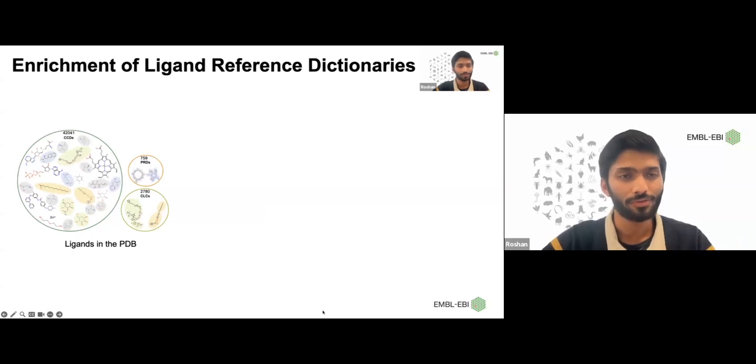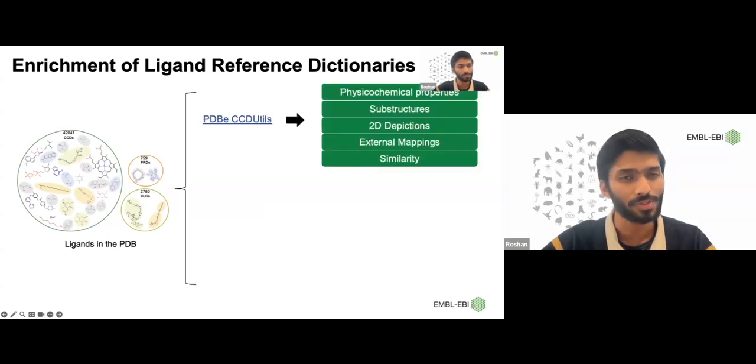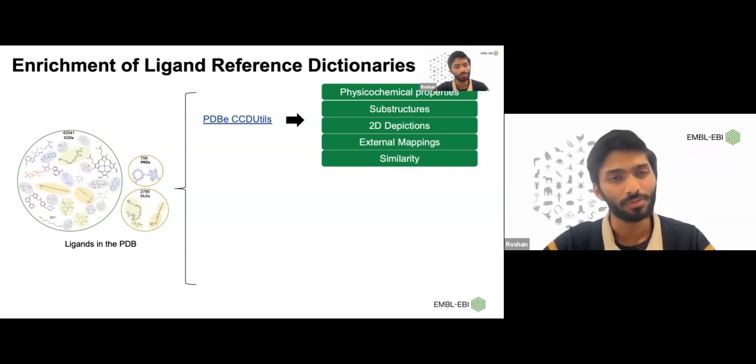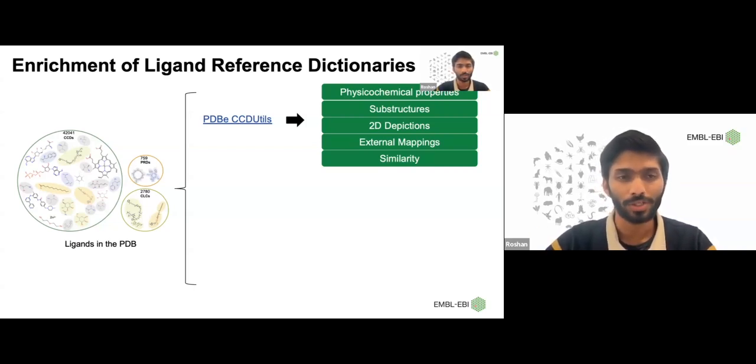In addition to this information, at PDB we also enrich these dictionaries with additional data using our own in-house developed tools. One of the tools we commonly use is PDB CCD Utils. You can parse this dictionary using this tool and generate more information for these small molecules, such as physicochemical properties and substructures, generate their 2D depiction image as shown here, create external mappings to other databases, and find similar ligands associated with any of the ligands you are interested in.